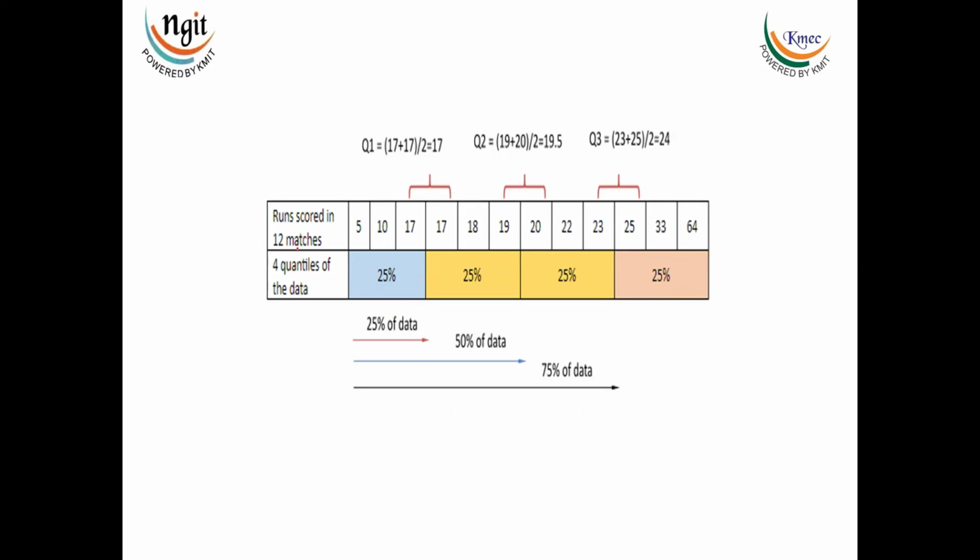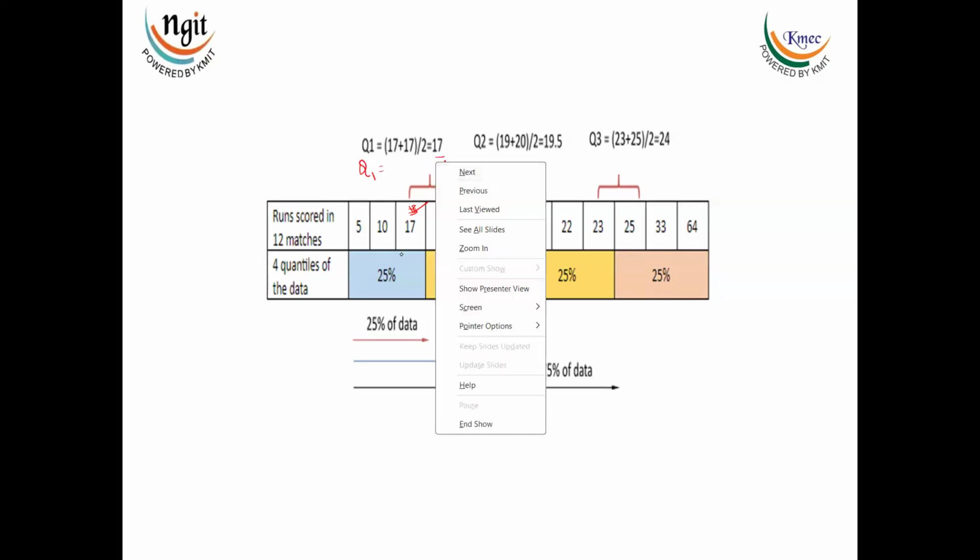That is, the runs scored in 12 matches, these are the runs. And as we said, the 25th percentile is a combination of the third place and the fourth place. Why? Because we got a decimal value. That is, Q1, the 25th percentile, is equal to 17 plus 17 divided by 2, that is 17. That is the 25% of the data.